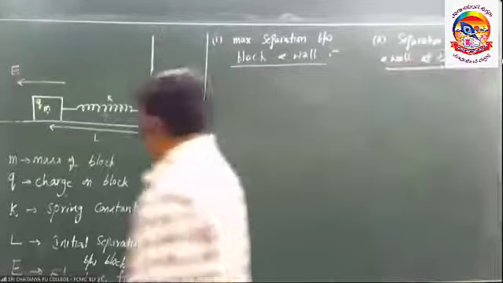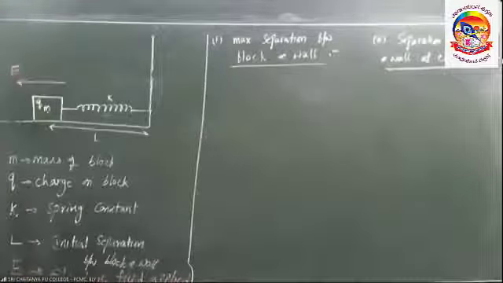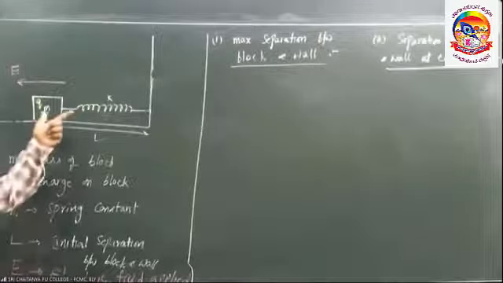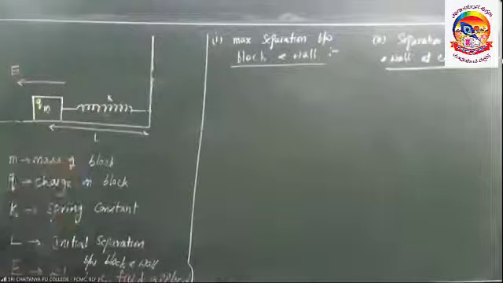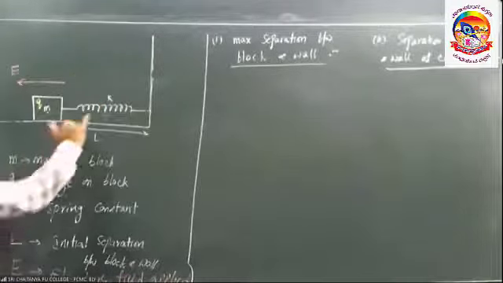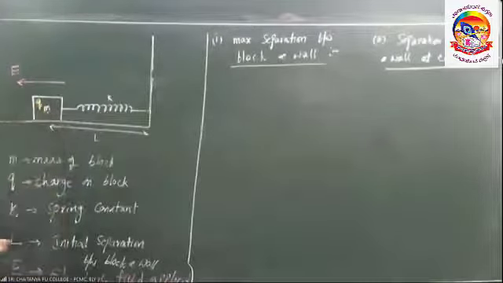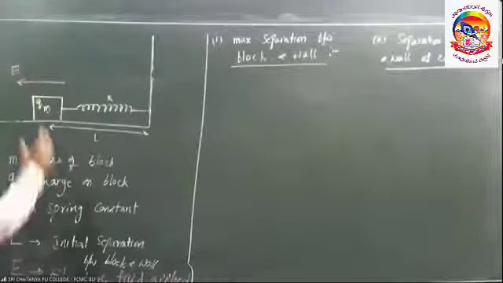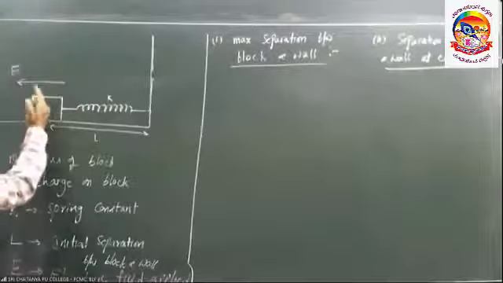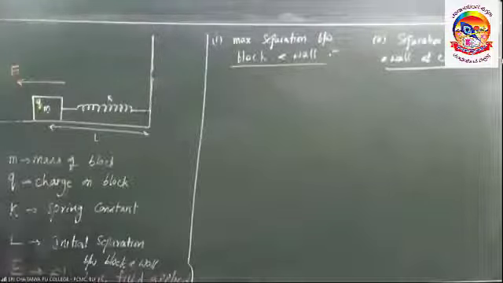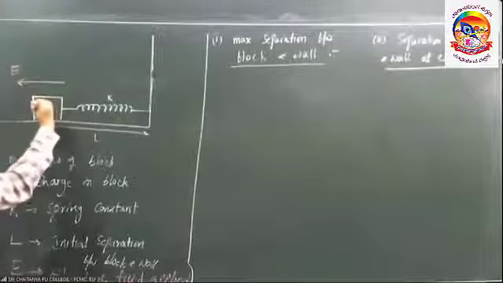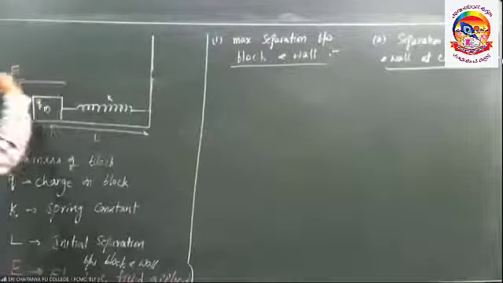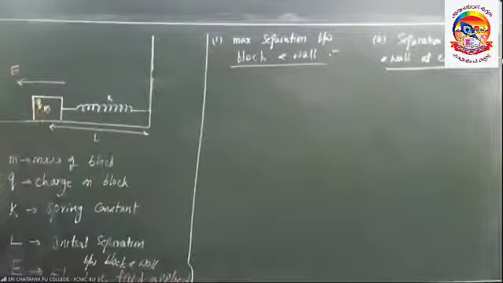Well, in both cases, they ask for separation only. So what is the difference between this maximum separation and that separation at equilibrium? Let us try to understand. Whenever we apply an electric field, as the block has charge Q, a force acts on this block due to the electric field, right? In what direction does that force act? That force acts in this direction because this is a positive charge. It experiences a force in the direction of the field.